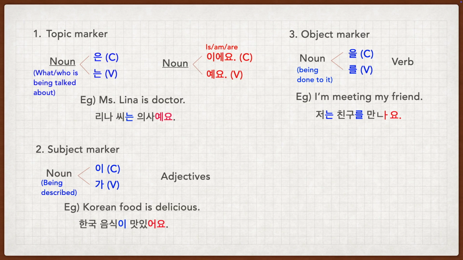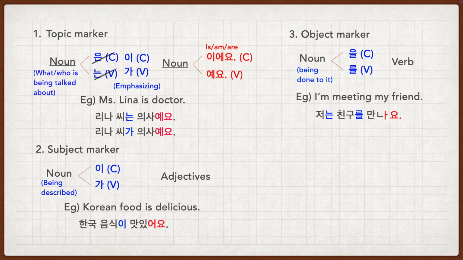These are the basic functions of the markers. And for number 1, the topic marker, instead of 은 or 는, by attaching 이 or 가, we can emphasize the noun more. If I say 리나 씨가 의사예요, so Lina is the one who is the doctor, then we can attach 가. 리나 씨가 의사예요.